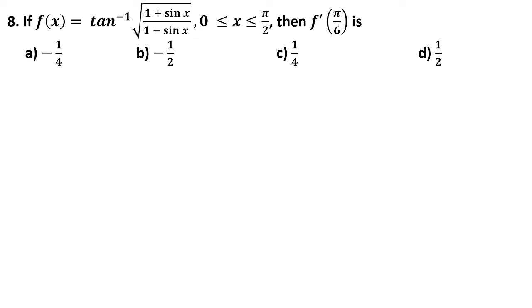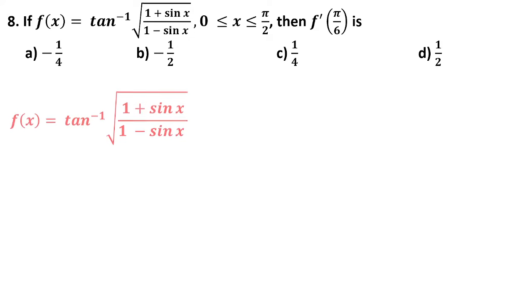Question number 8. If f of x is tan inverse of something, then find f dash of pi by 6. Now, this question is coming under differentiation of inverse trigonometric functions. Whenever you have tan inverse of something, it should be tan inverse of tan. Always keep it in mind. Otherwise, it will be very difficult for you to do the differentiation. Not only for MCQ, even for a big question also. It should be tan inverse of tan, or tan inverse of cot is also allowed.